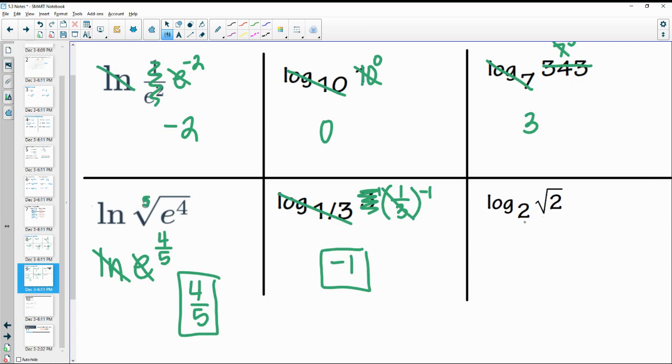And then log base 2 of the square root of 2. So rewrite the square root of 2 with a fractional exponent. So remember, that has a 1 here and a 2 here. So that's really 2 to the 1/2 power. So log base 2 of 2 to the 1/2 just gets us back 1/2.